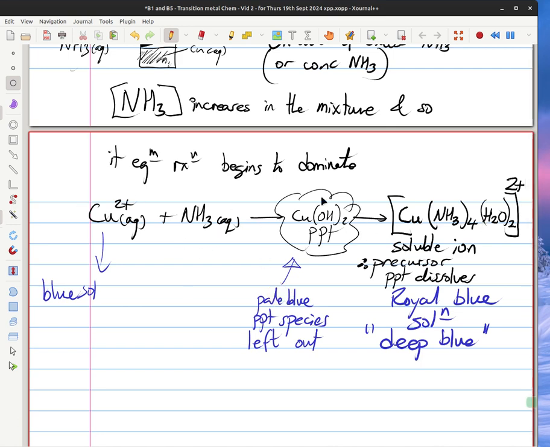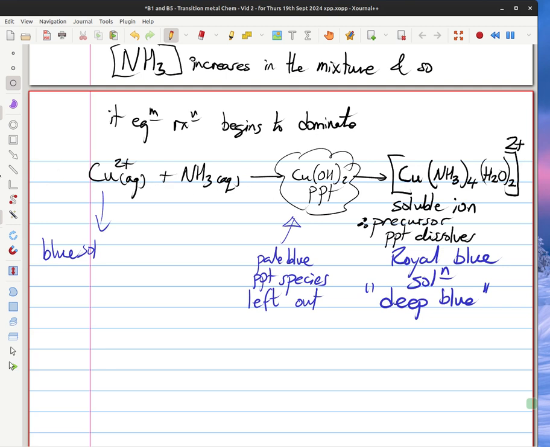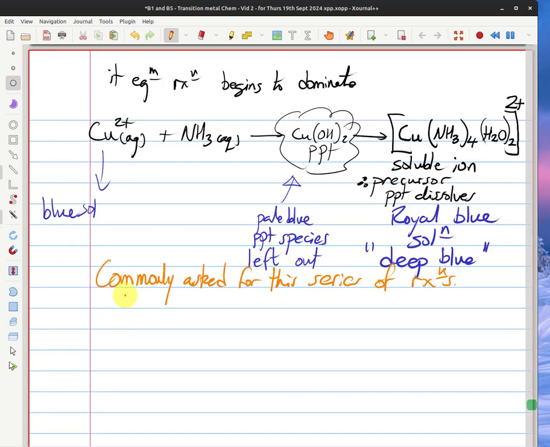Now, this is asked about a lot, so you must be pretty hot on this. It's commonly asked for, maybe step by step, or maybe just the whole thing. But you must be aware of all of them and the description of what happens. Even though you're not doing practicals anymore, practical exams, you are still often asked about this, and the description or observations seen. So keep that in mind.